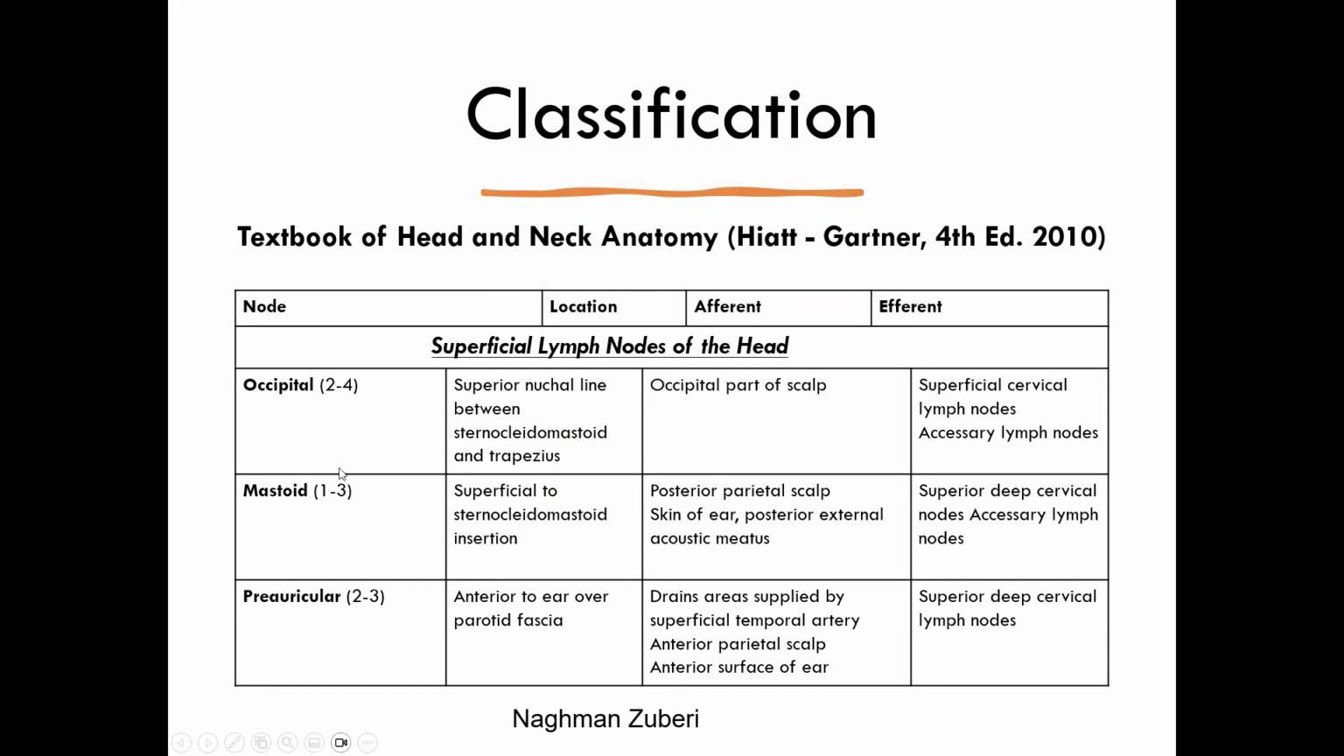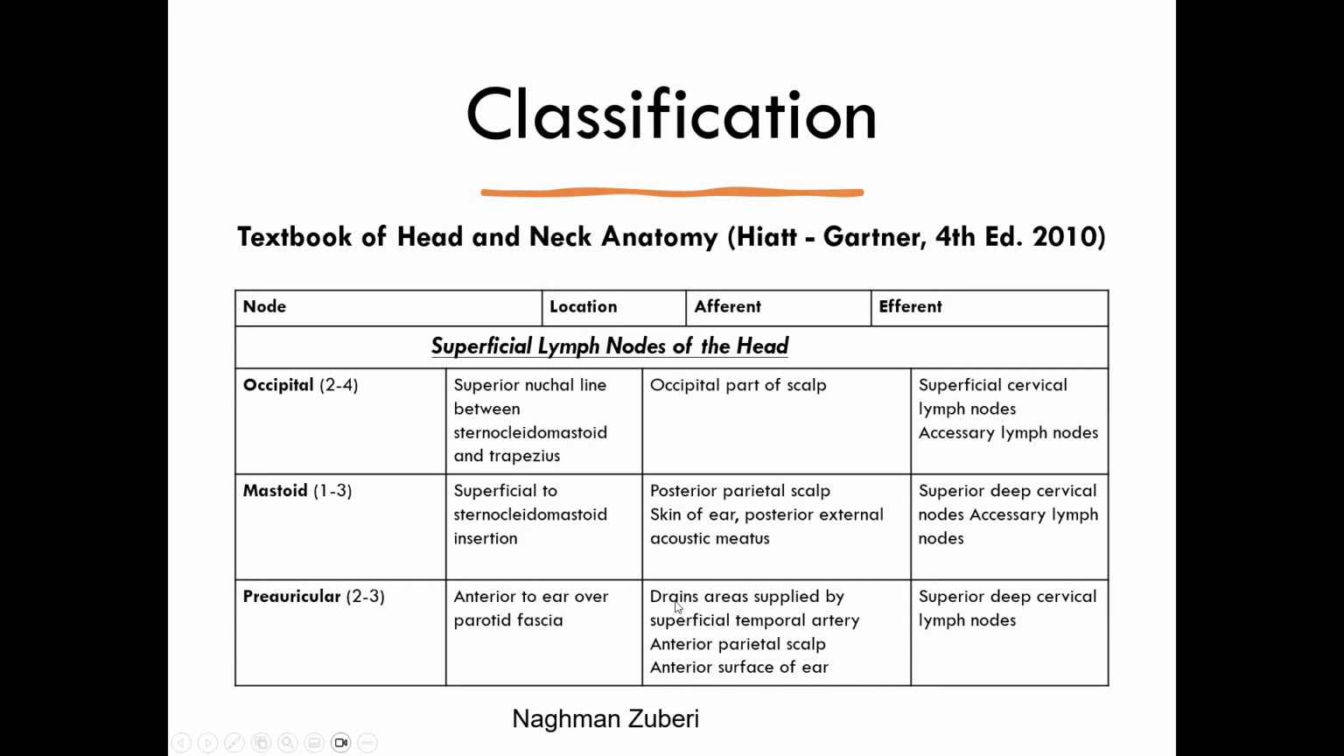Mastoid lymph nodes are 1 to 3 in number. They are located superficial to the sternocleidomastoid insertion, and receive lymph from the posterior parietal scalp, skin of the ear, and posterior external acoustic meatus. They are drained into the superior deep cervical nodes and accessory lymph nodes. Then comes preauricular. As the name suggests, they are 2 to 3 in number, located anterior to the ear over the parotid fascia.